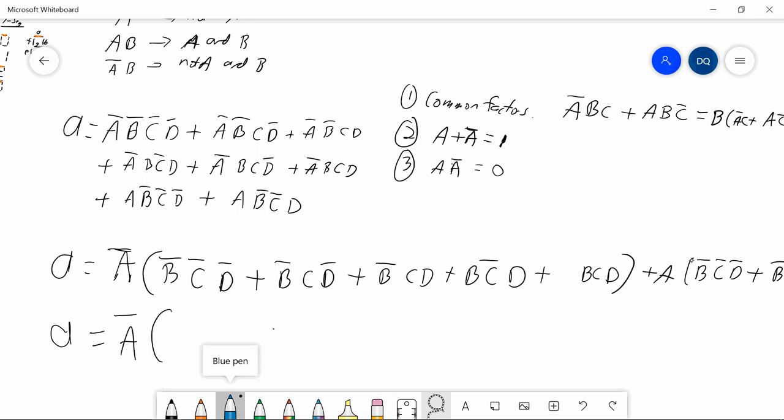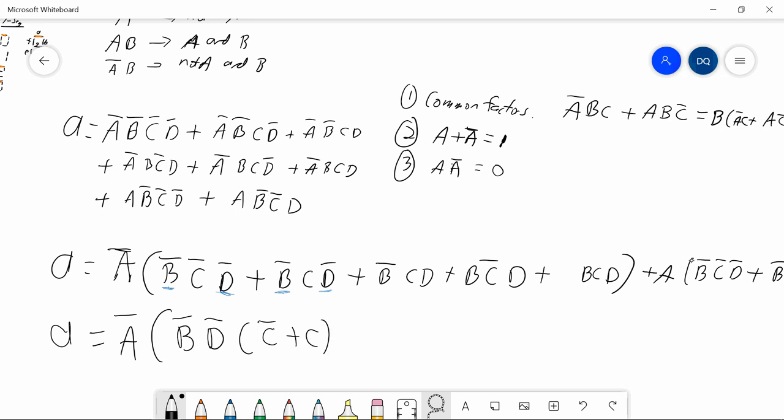The first term has not B and not D. The second term has not B and not D. So I'm going to pull them both out as common factors. Got not B and not D, my first two terms. What's left over is not C or C.